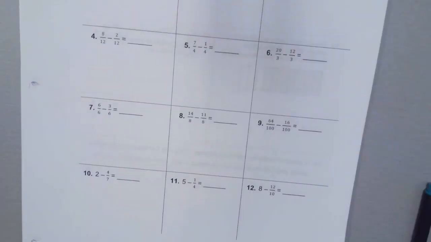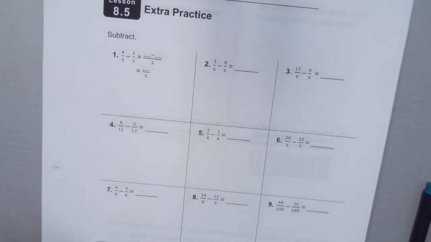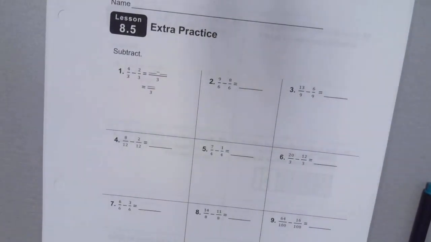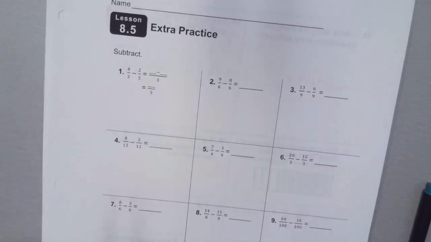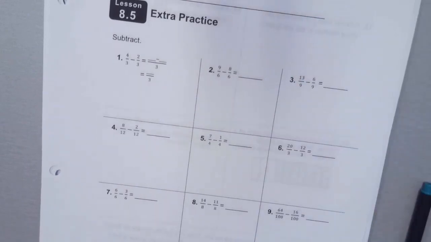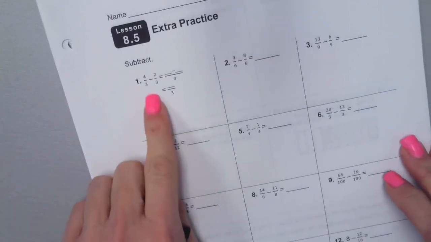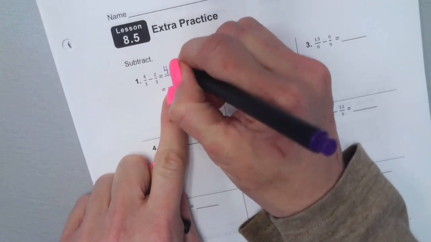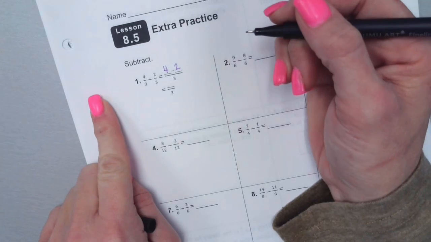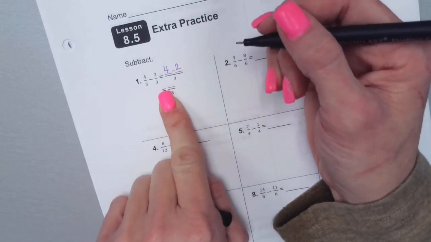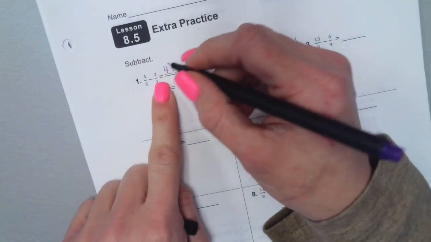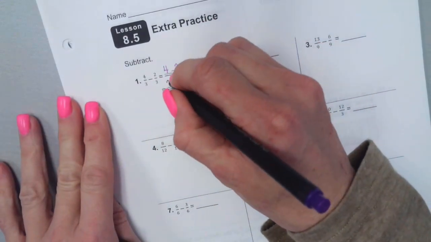3, 2, 1. Let's look at number 1. So the reason why we have double lines here for number 1 is they want to show you that this is the same thing as keeping the denominator the same and just subtracting numerators. So this is the same thing as saying 4 minus 2 over 3. And what is 4 minus 2?